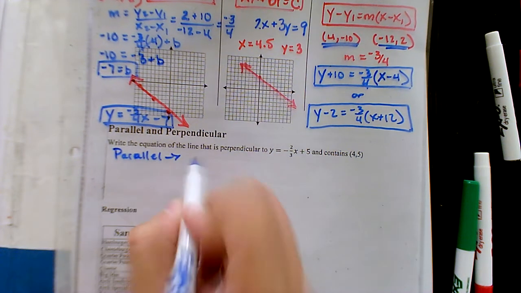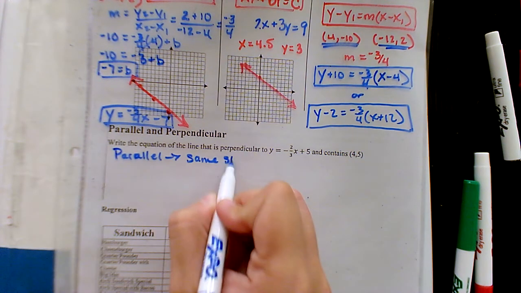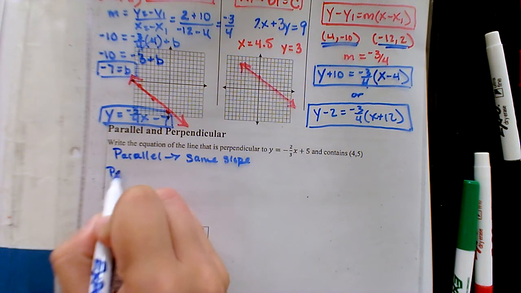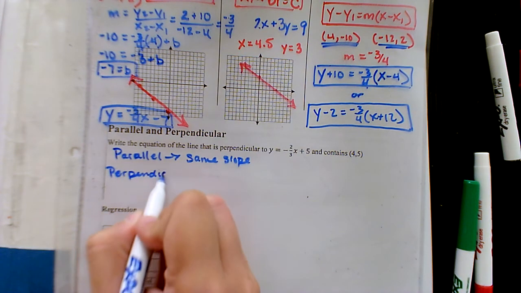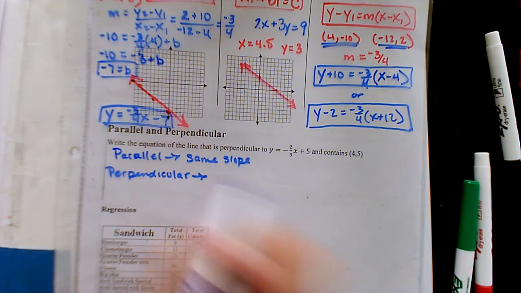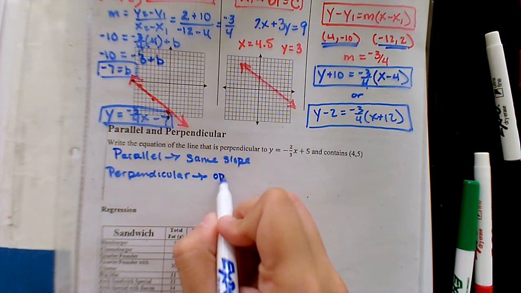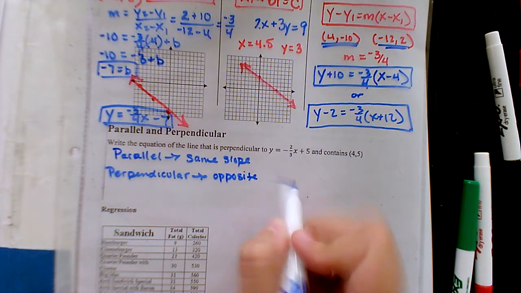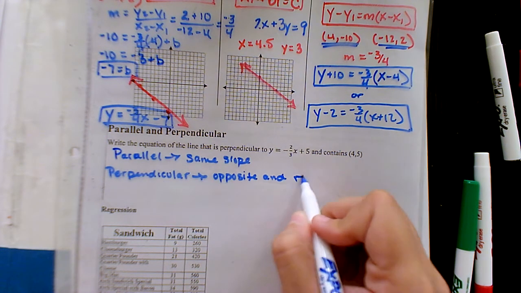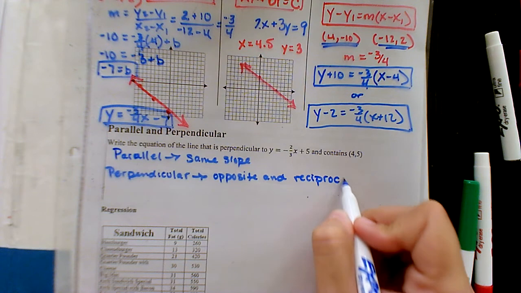All right, so parallel lines have the same slope. Perpendicular lines, what'd you say it was? Opposite reciprocals. Opposite and reciprocal.